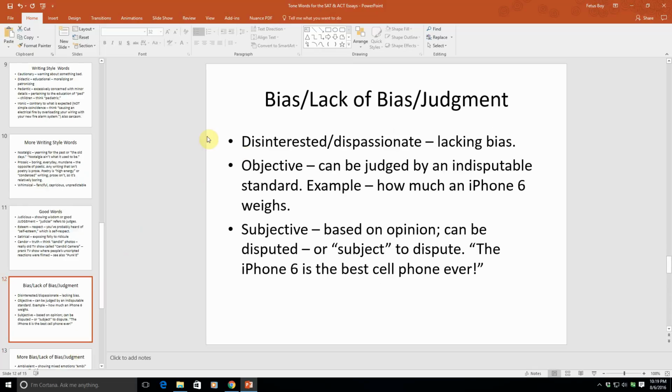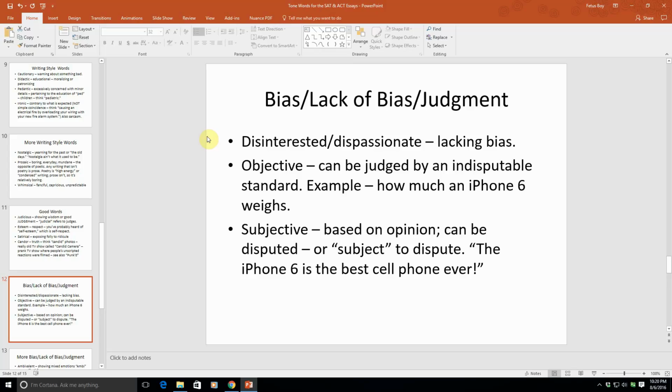So, bias, lack of bias, judgment. Well, bias is when you have an axe to grind. You want to take one side or the other, and you just don't want to hear the other side. So, disinterested or dispassionate means you don't have a bias. It doesn't mean that you're uninterested, which would mean that you don't care about something, but you don't have any particular investment in either side. You're just interested, so to speak, in finding out what the truth is. And dispassionate, again, you don't have any great emotions about it, but you're interested in seeing how it turns out.